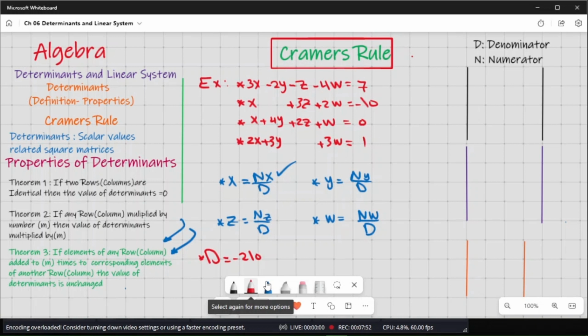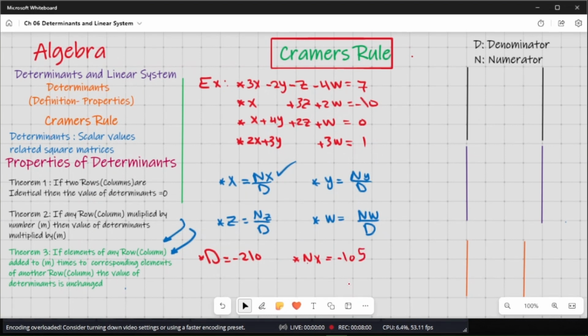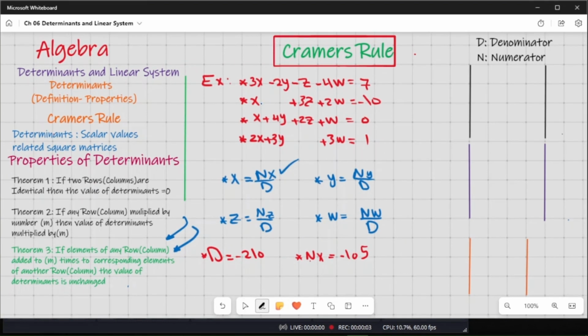Here we have nx equal to negative 105. Okay, move to ny. So we have ny equal to the coefficient of x: 3, 1, 1, 2. Replace the coefficient of y by the three terms, so we have 7, -10, 0, 1, -1, 2, 3, 2, 0.